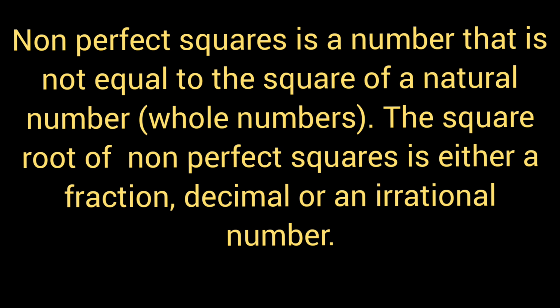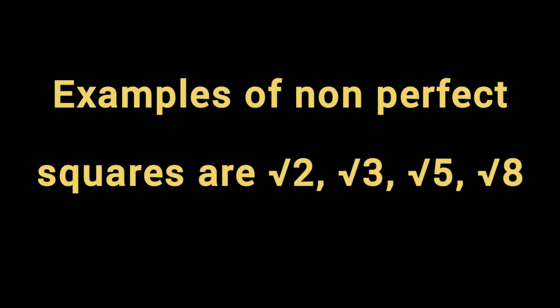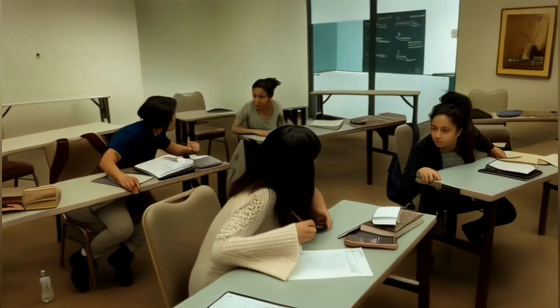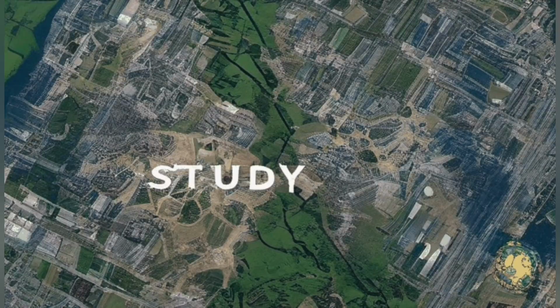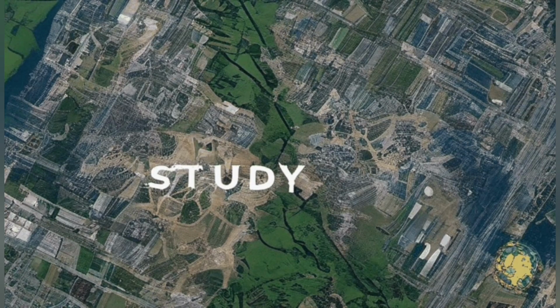Non-perfect squares are numbers that are not equal to the square of a natural number or whole number. The square root of a non-perfect square is either a fraction, decimal or an irrational number. Examples of non-perfect squares are square root of 2, 3, 5, 8. Think of more. Surd has its own basic rules of operation with addition, subtraction, division and multiplication.